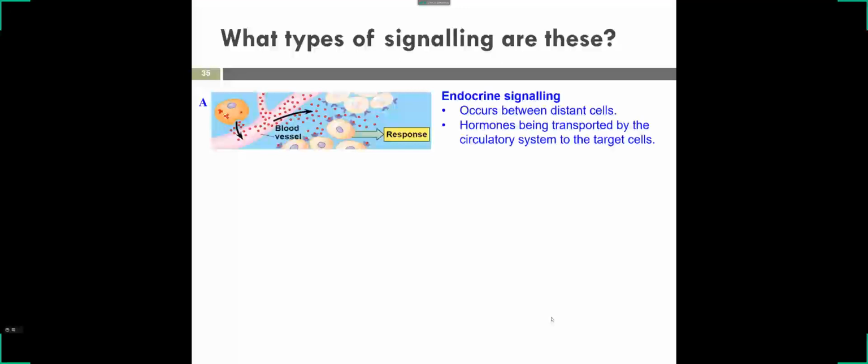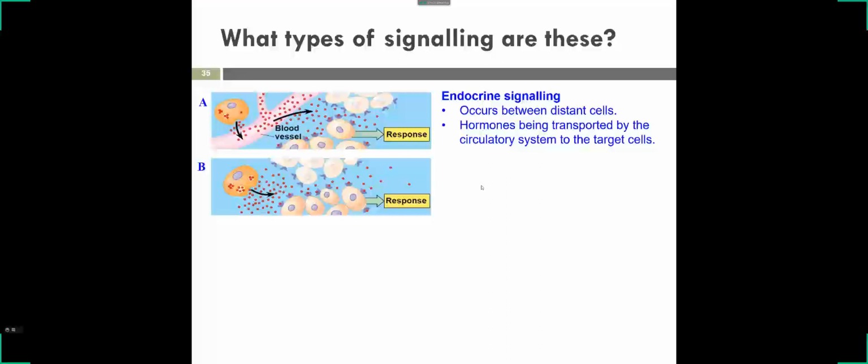So just a quick review. This would be endocrine signaling, where a hormone is released from a cell into the blood vessel, goes out, releases the hormones through the capillaries, and you get a response. So it occurs between distant cells. The hormone is transported by the circulatory system to the target cells. What about this system? This would be what we call paracrine signaling, which occurs between local cells, and the target cell is near the signal releasing cells.